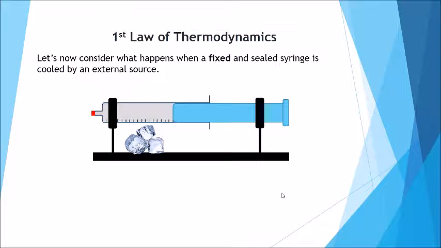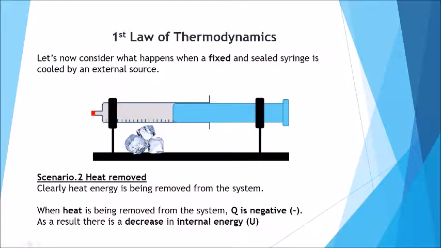Again, we've got a fixed and sealed syringe, and this time we're cooling it. We're removing heat from our system. So Q is considered to be negative. It's reducing the amount of heat in the gas system. As a result, there's a decrease in the internal energy. Equation-wise, we can see that again, there's no work being done by the plunger. However, there is a reduction in the amount of heat energy, and accordingly, the internal energy is reduced as well.